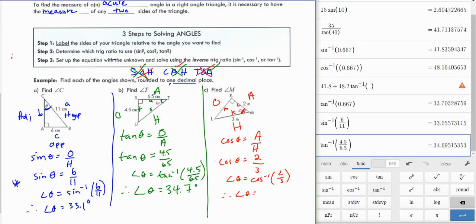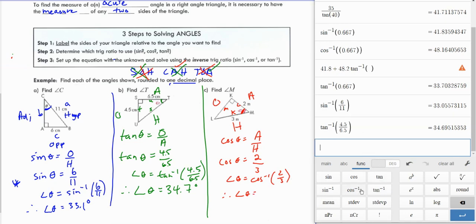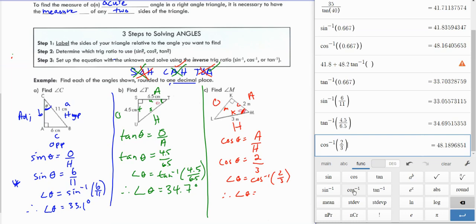try it over here, and now we've been able to try one of each, a sine, a tan, and now a cos. 2 divided by 3, bracket, we got 48.18, we're going to round that to 48.2 degrees.